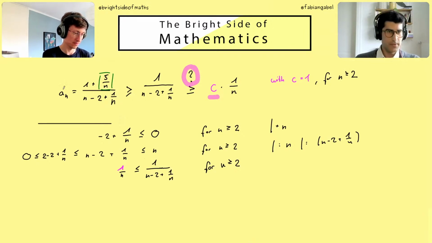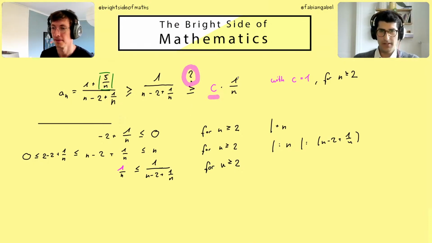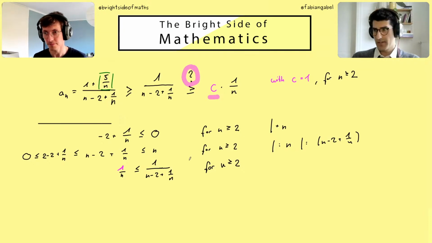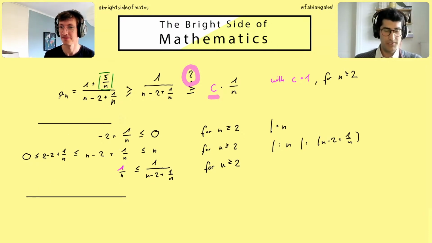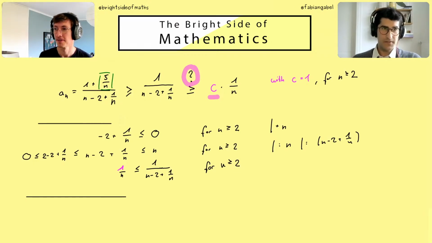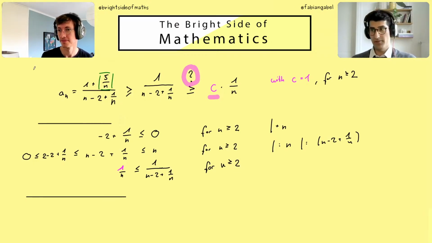So far, so good. We have now shown that an is greater or equal than 1 over n for all n greater or equal than 2. We can now do the comparison test, because we have now found a comparison of our original series with a series from which we know that it diverges.